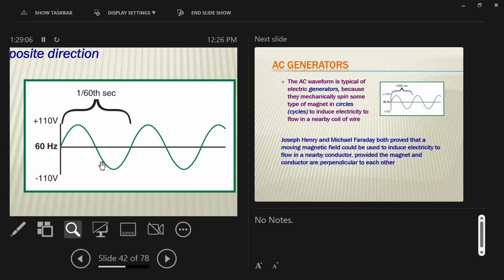You have to accelerate and decelerate. If we didn't have to accelerate and decelerate, the waveform would look just like a block. Okay, but it looks like a wave like this because of the acceleration, deceleration. Okay, good.